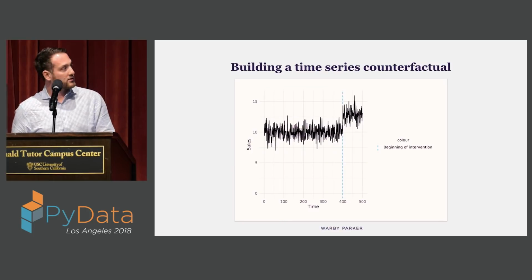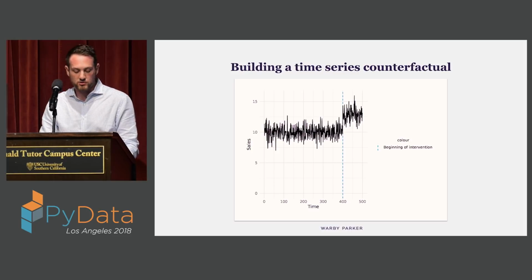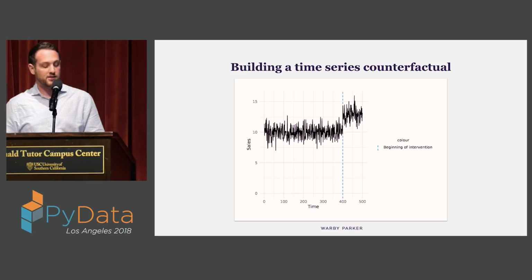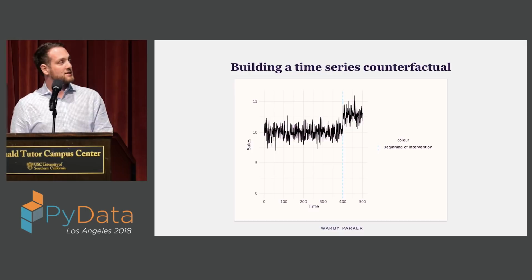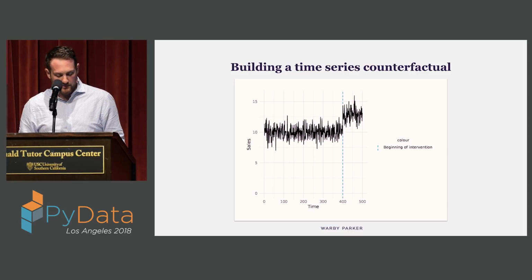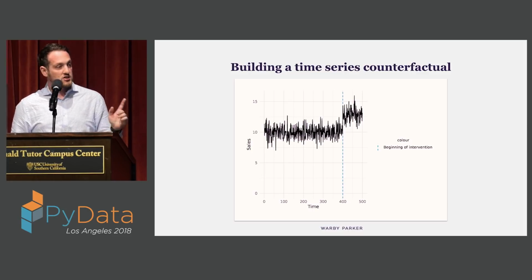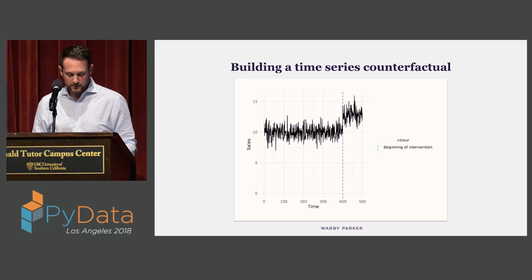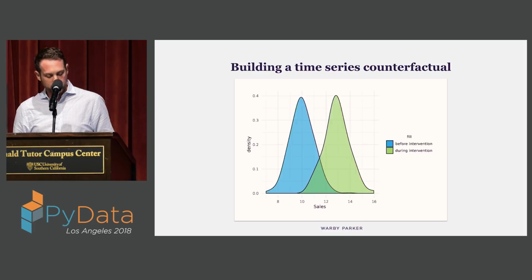So how do you go about building a time series counterfactual? Let's look again at this simple example. When I say it's simple, I deliberately made it as simple as I could. Our data here is just drawn from a normal distribution. So it's just white noise with a mean that changes once. The mean jumps up when the intervention happens. And so our counterfactual in this case is just that the mean would have stayed the same.